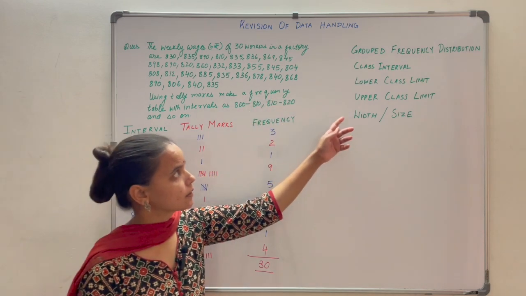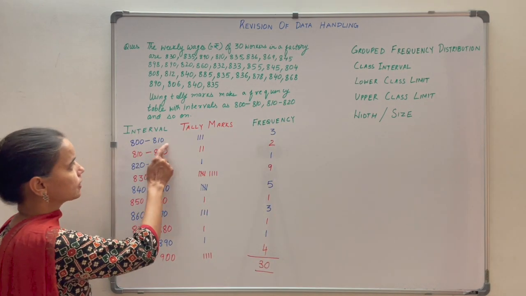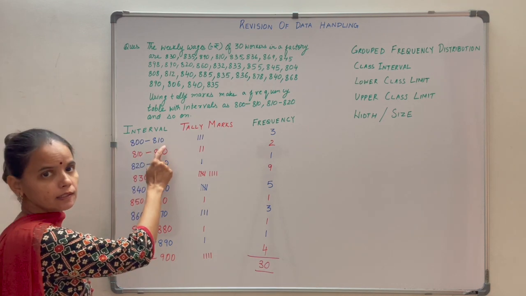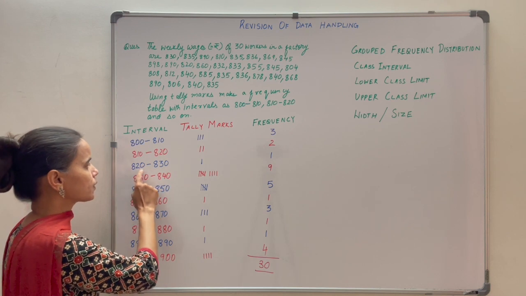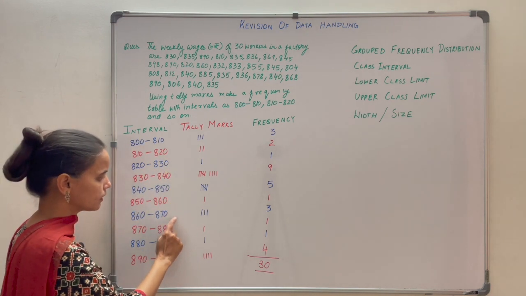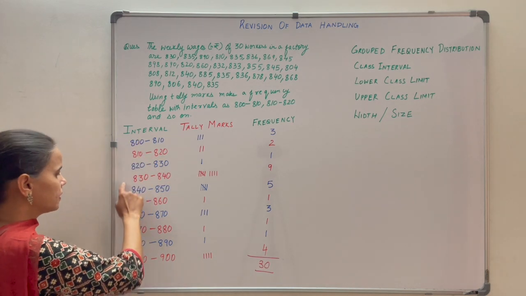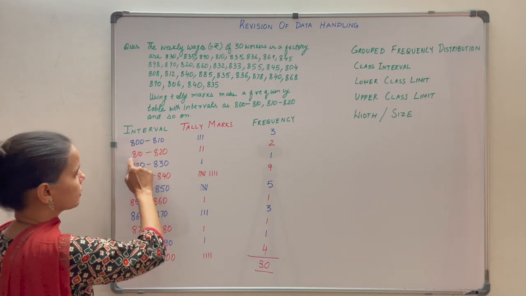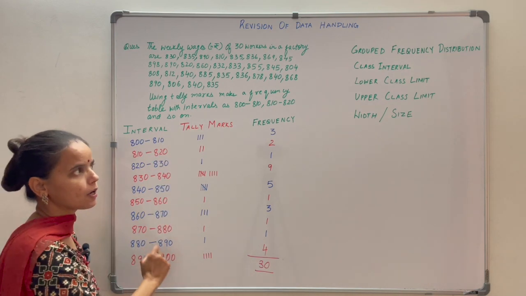Let us understand these terms now. Class interval. All these are called class intervals: 800 to 810, 810 to 820, 820 to 830. And all these written over here are called the lower class limit. And all these are called the upper class limit.